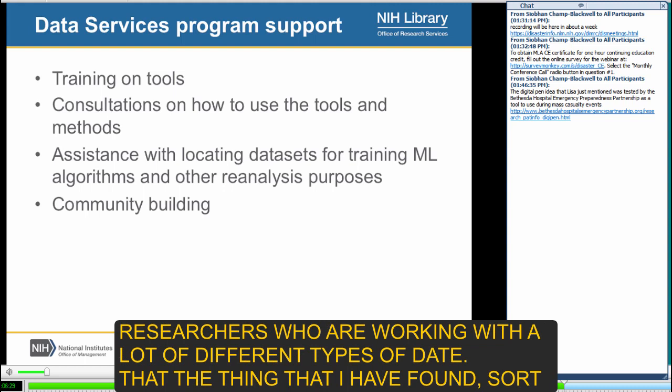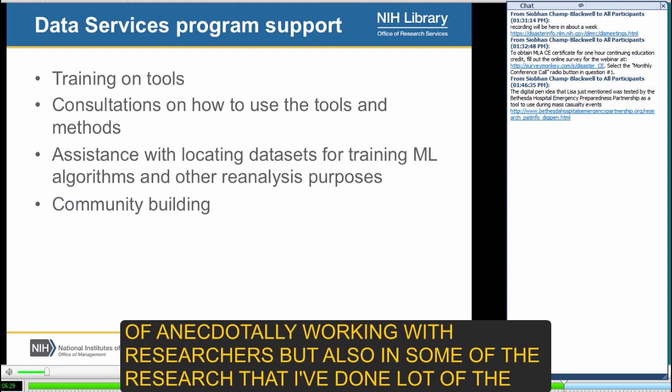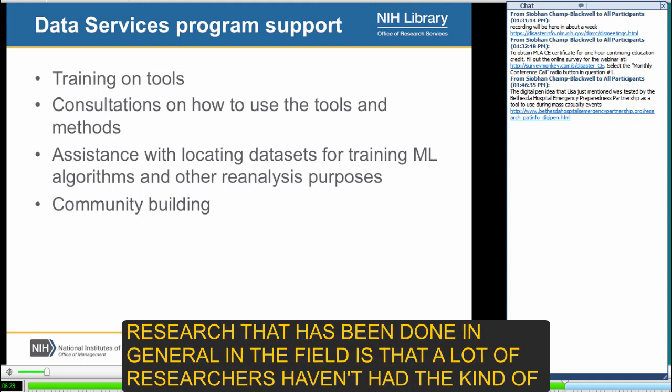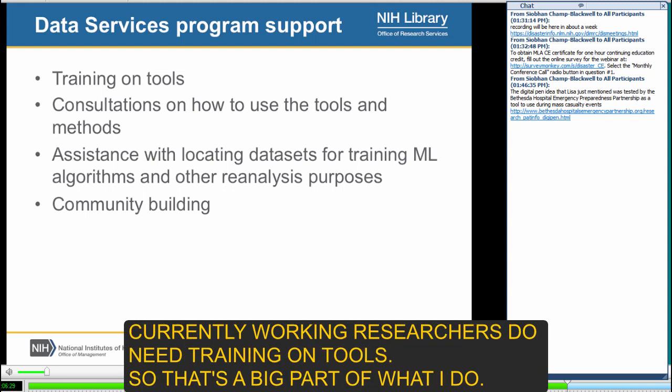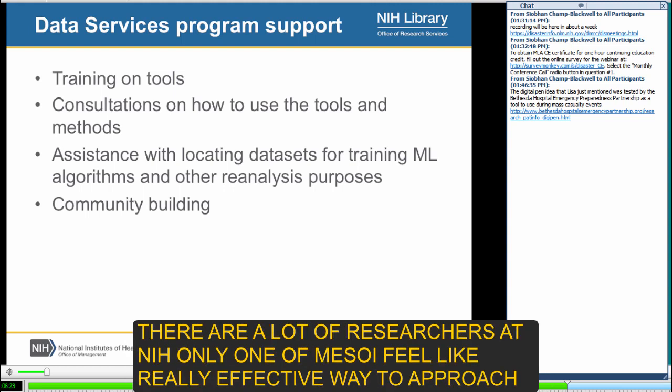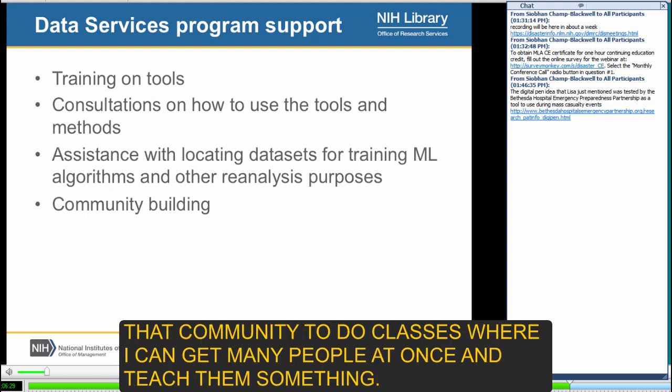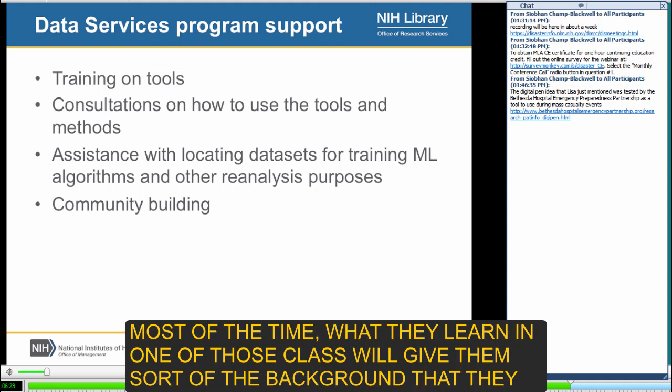And the thing that I have found, just sort of anecdotally in working with researchers, but also in some of the research that I've done and a lot of the research that's been done in general in the field, is that a lot of researchers haven't had the kind of training that they need to do all of this kind of data science. So we are at a point where a lot of the currently working researchers do need training on tools. And so that's a big part of what I do. There are a lot of researchers at NIH and only one of me. So I feel like a really effective way to approach that community is to do classes where I can get many people at once and teach them something.